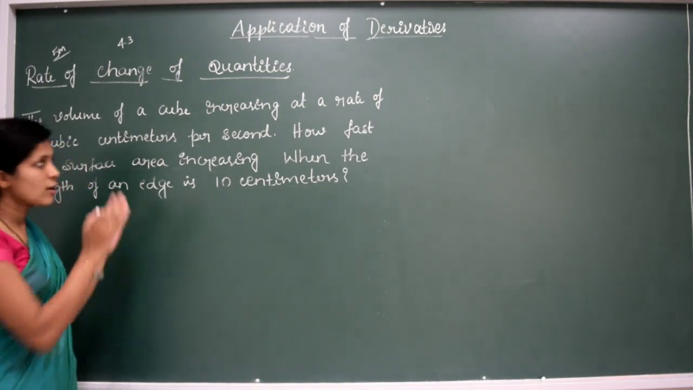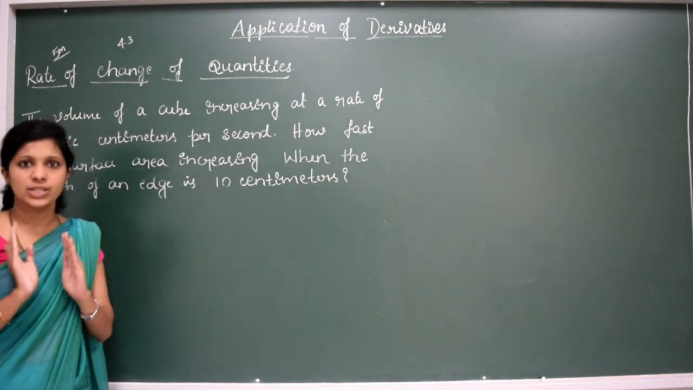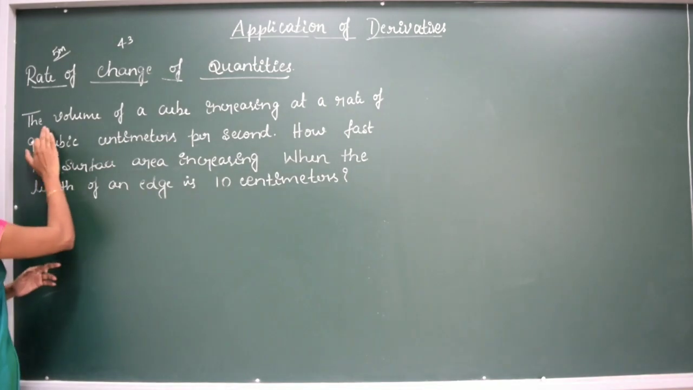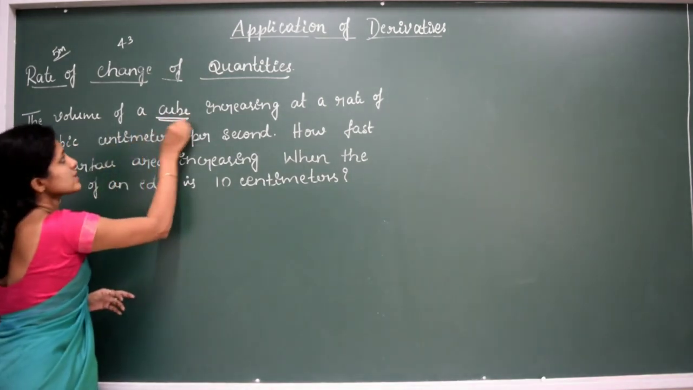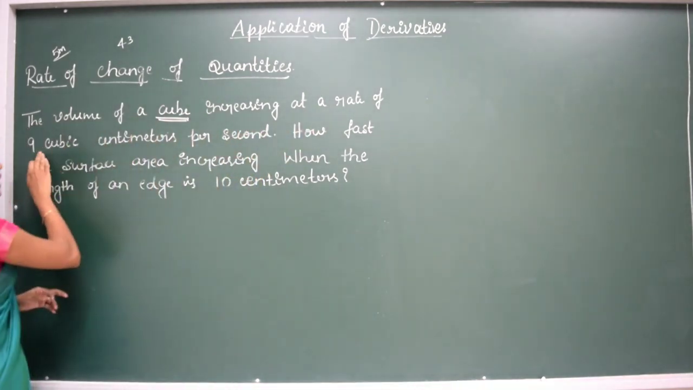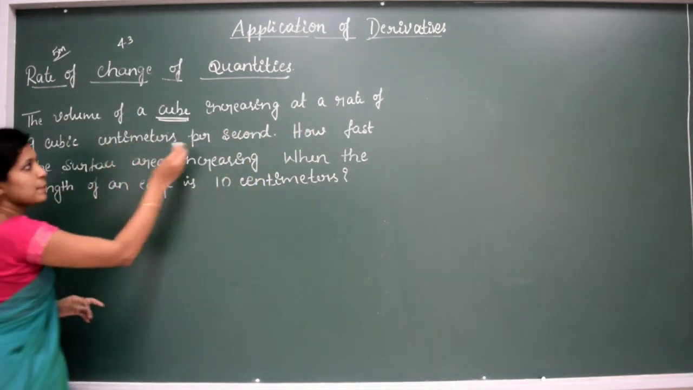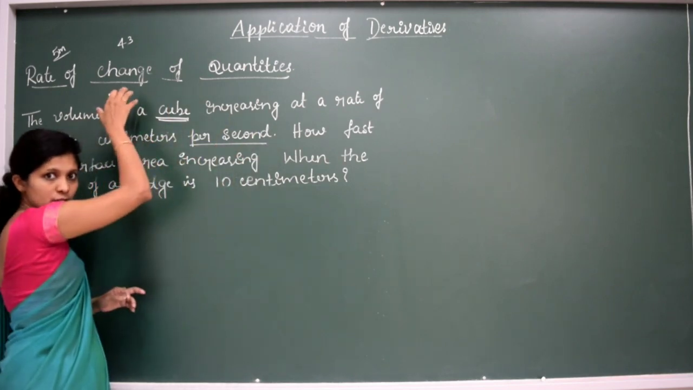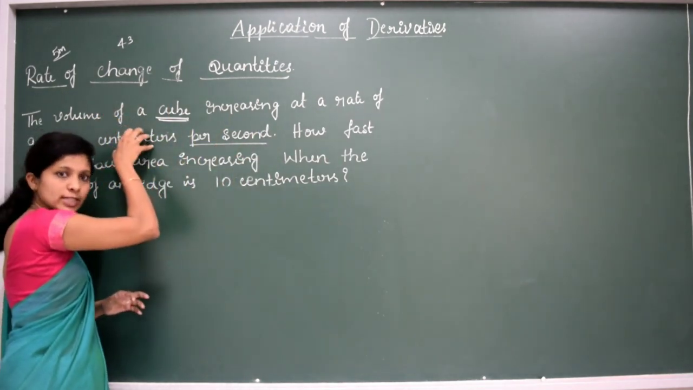See the next problem. First work is you have to read the question carefully. Okay, let us read it. The volume of a cube. So a cube is given. Volume of a cube is increasing at the rate of 9 cubic centimeters per second. So the rate of change of volume is given with respect to the time.